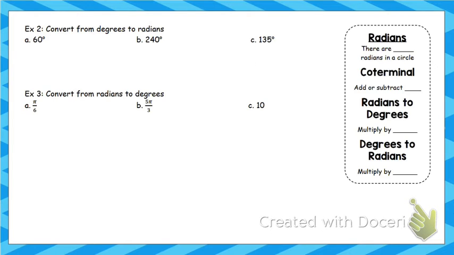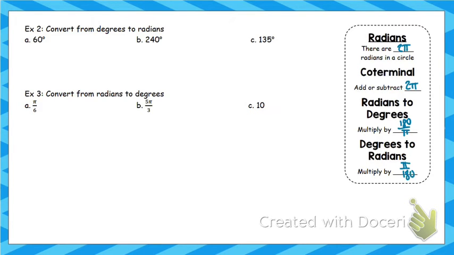All right, what we also can do is convert back and forth between degrees and radians. So we'll just fill in this information. We already said there are 2 pi radians in a circle, so to find a coterminal angle, we add or subtract 2 pi. We can convert from degrees to radians because we know how much 1 degree or 1 radian is. If I want to go from radians to degrees, I'm going to multiply by 180 over pi. If I want to go from degrees to radians, I'm going to multiply by pi over 180.